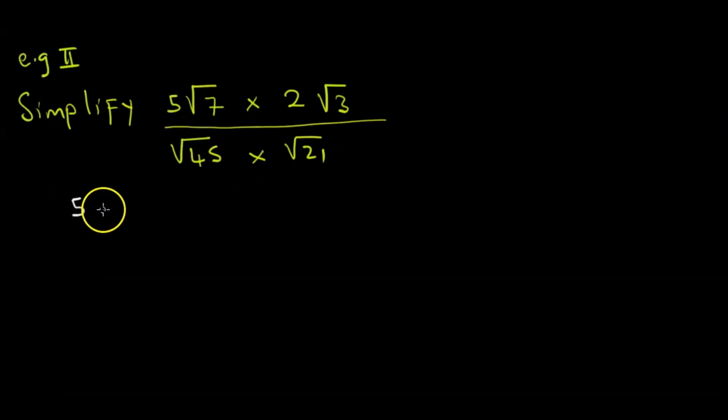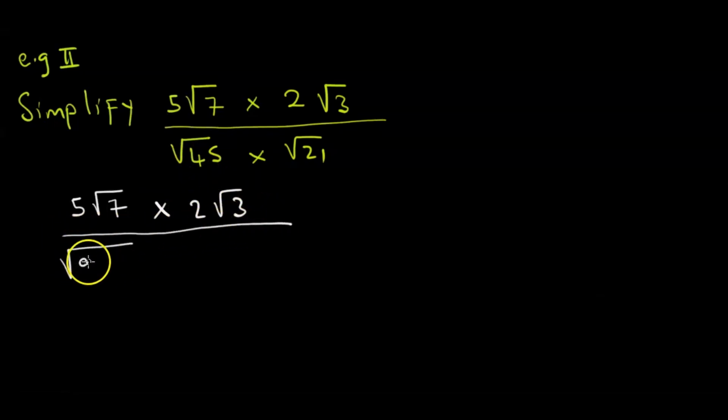So here we are going to have 5 the square root of 7 times 2 the square root of 3 over, instead of 45 it becomes what? 9 times 5. 9 is a perfect square. 30 times, instead of 21 it becomes what? Let us do a little brainstorming here.